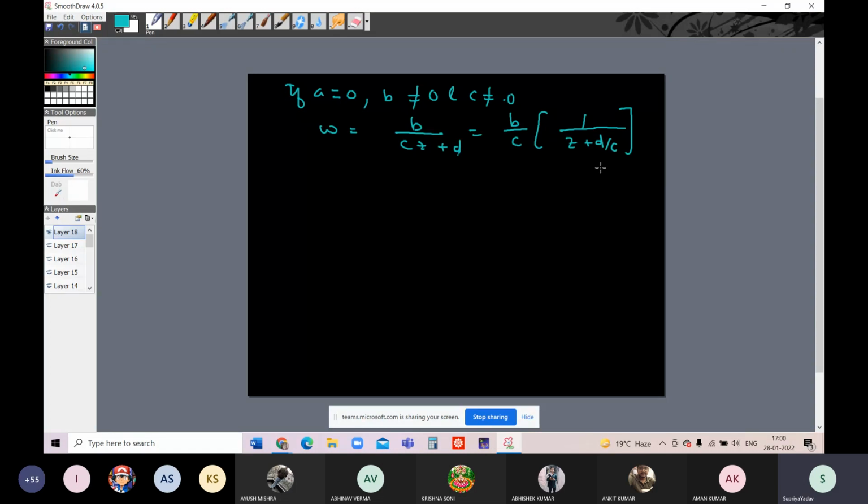You can see that this map is a combination of which maps? 1/z is written, so it is an inversion map. z + d/c, where d/c is a constant, so it is a translation also. And b/c is written, so rotation, because this is a complex constant, it has an argument and a modulus. So it also defines rotation and magnification. So in that case, this map is a combination of translation, inversion, rotation, and magnification.